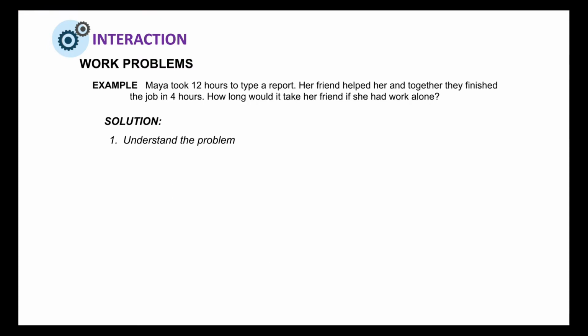Next example. Maya took 12 hours to type a report. Her friend helped her and together they finished the job in 4 hours. How long would it take her friend if she had worked alone?